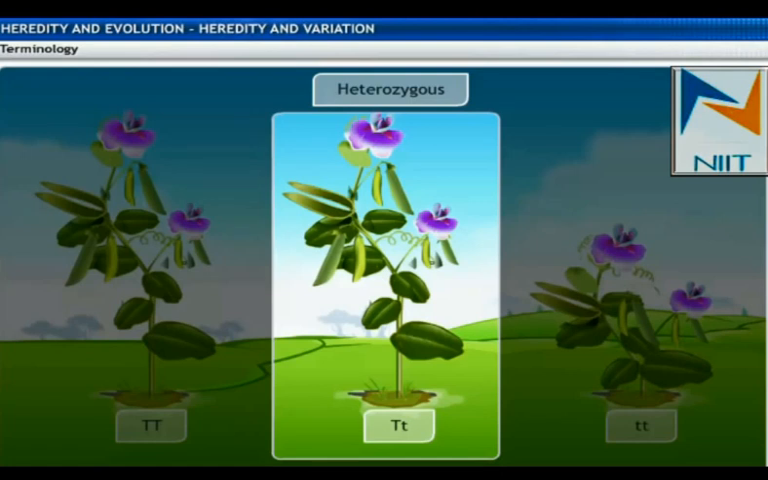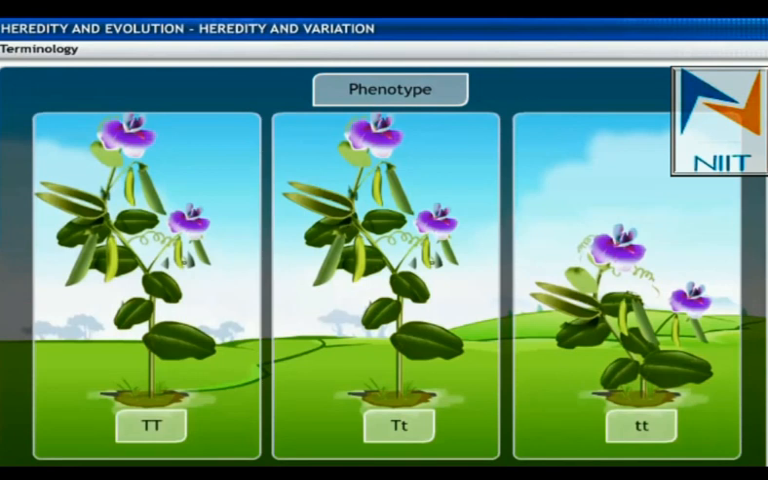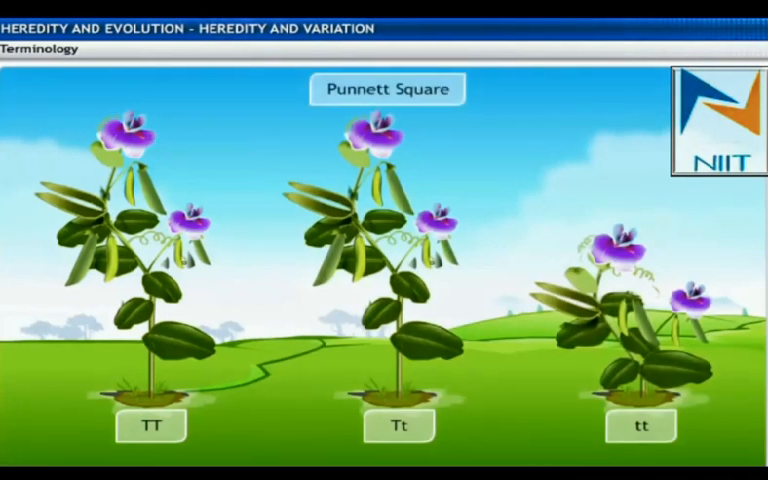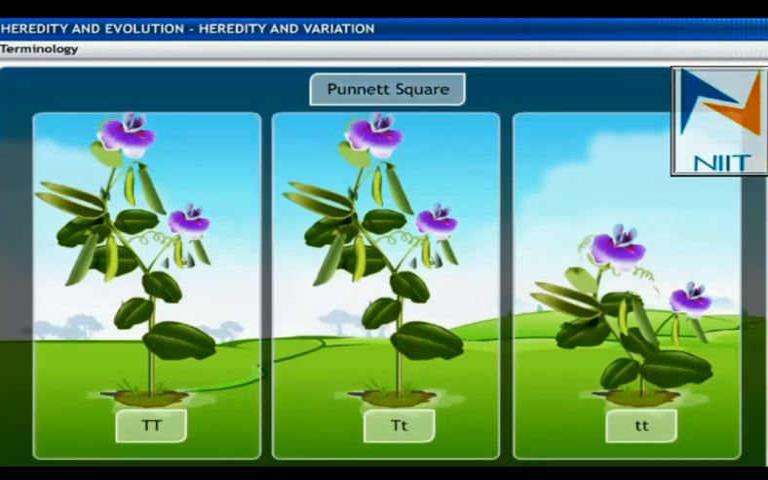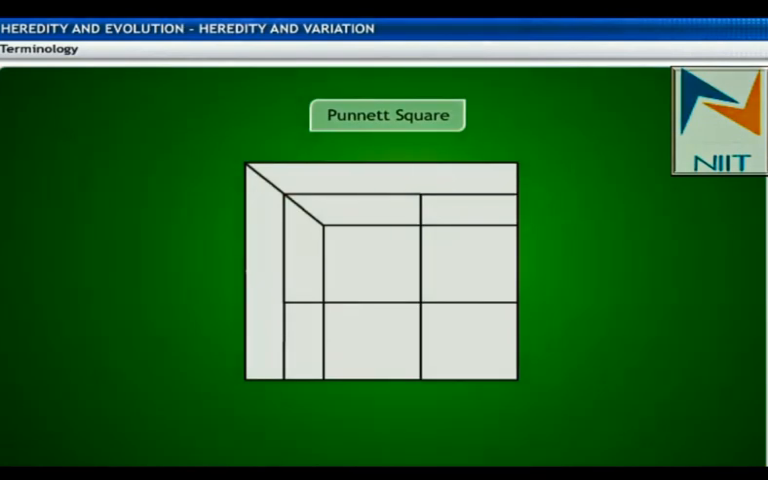Yet another important term is phenotype. Phenotype is the physical appearance resulting from a genotype. For example, if a particular plant is tall, it is the tall phenotype. A Punnett square helps to predict the possible genotypes and phenotypes of offspring. Let's see how to make a Punnett square.